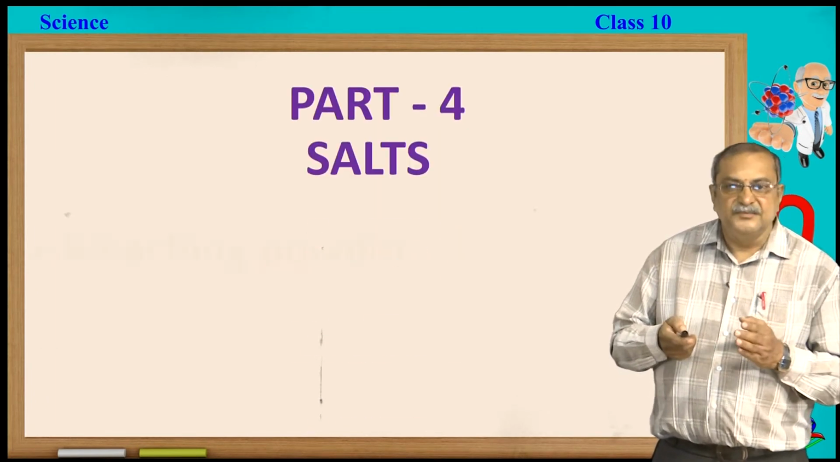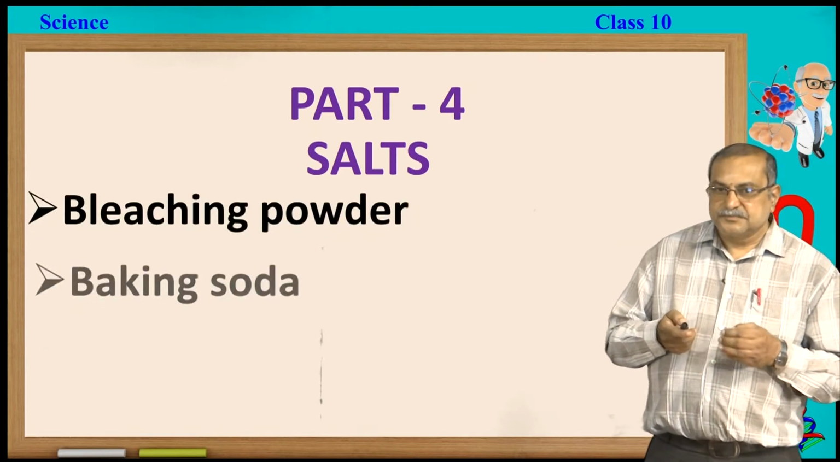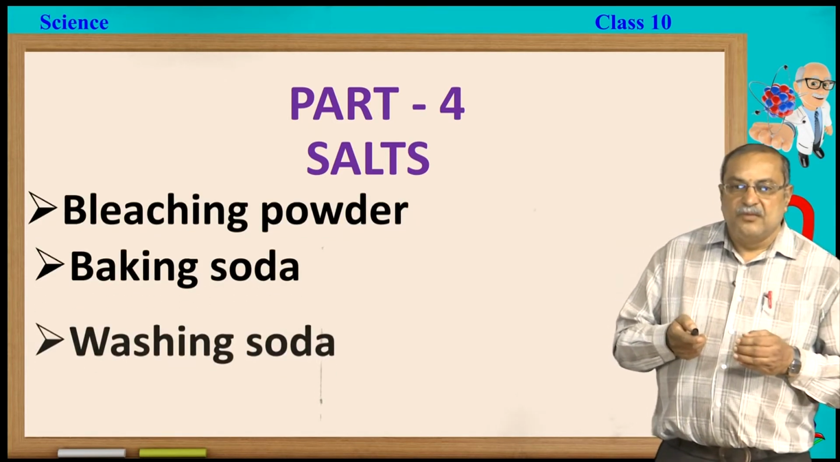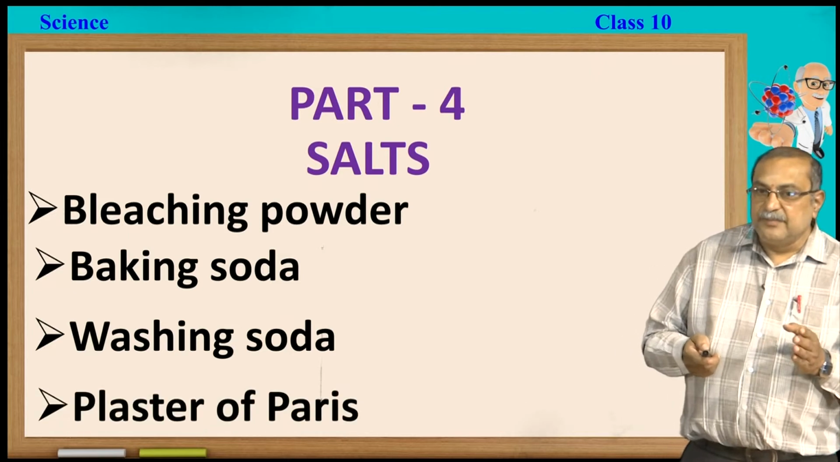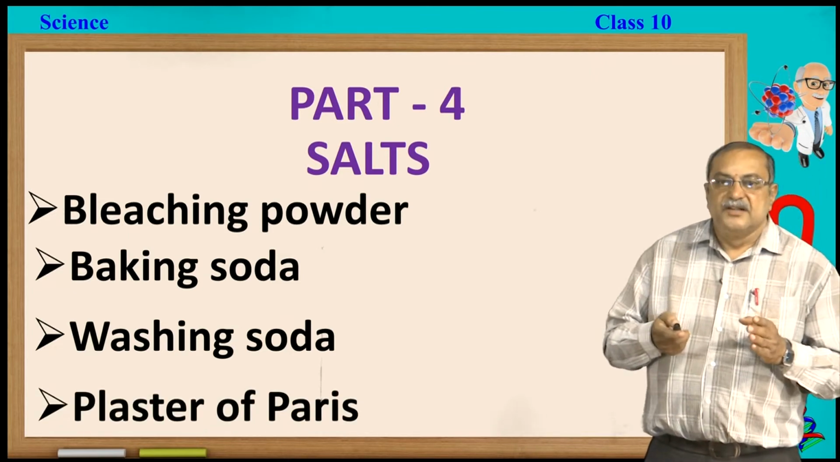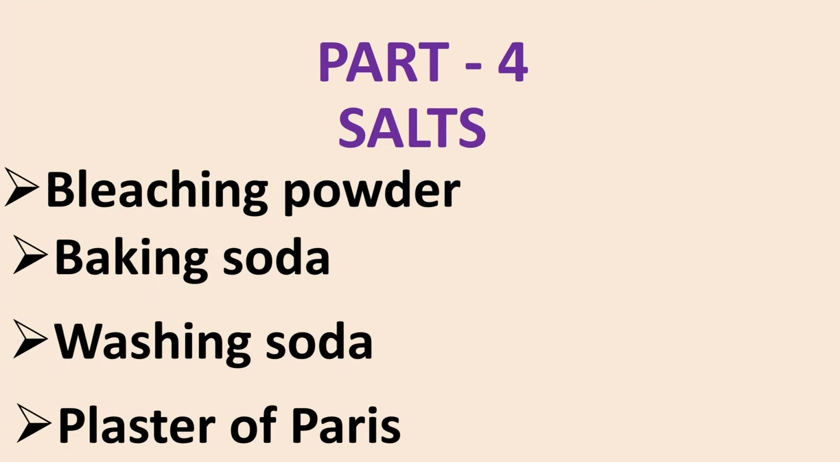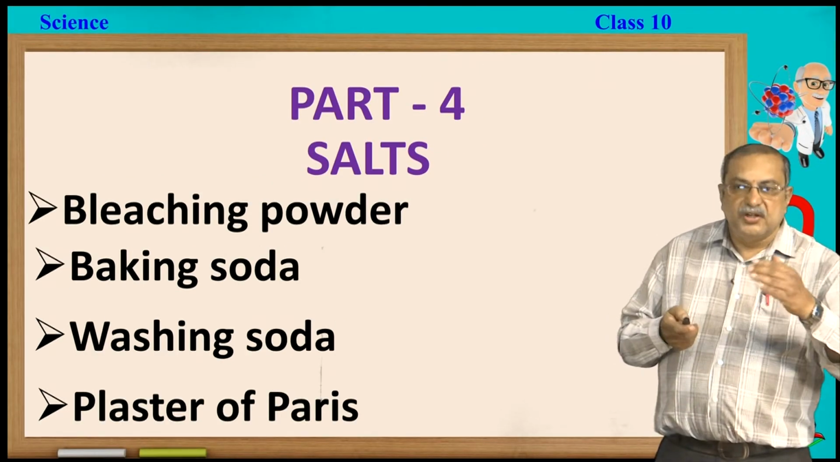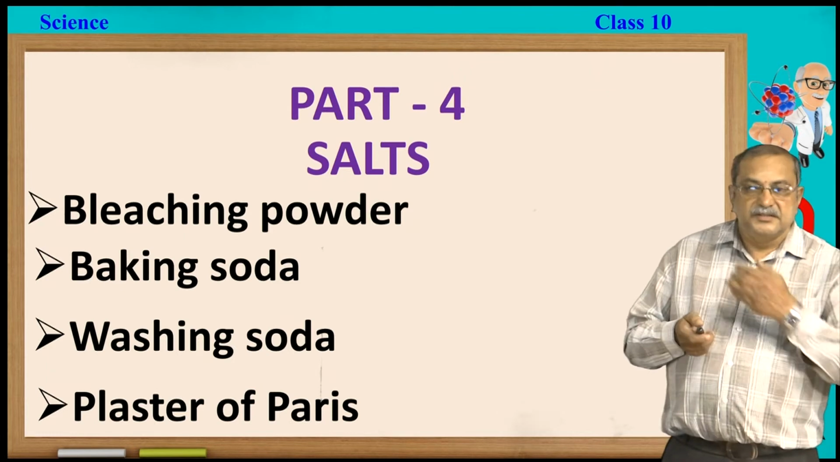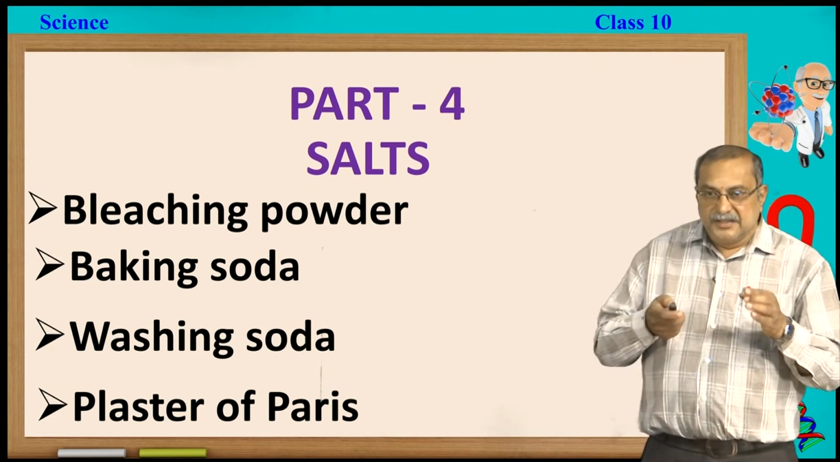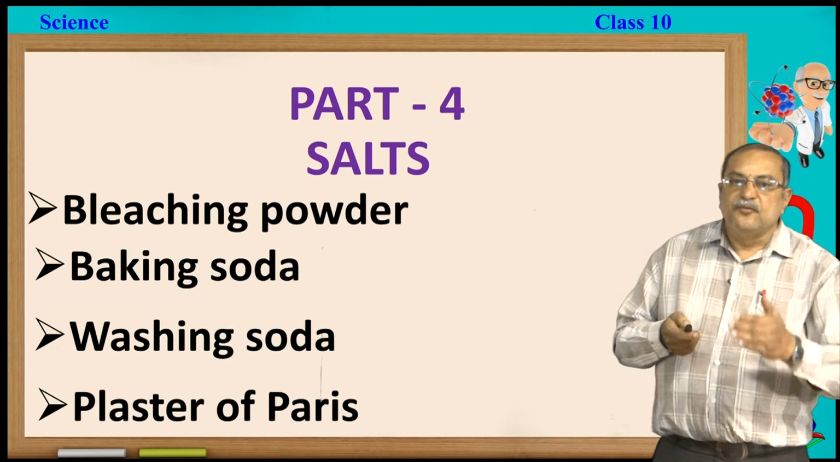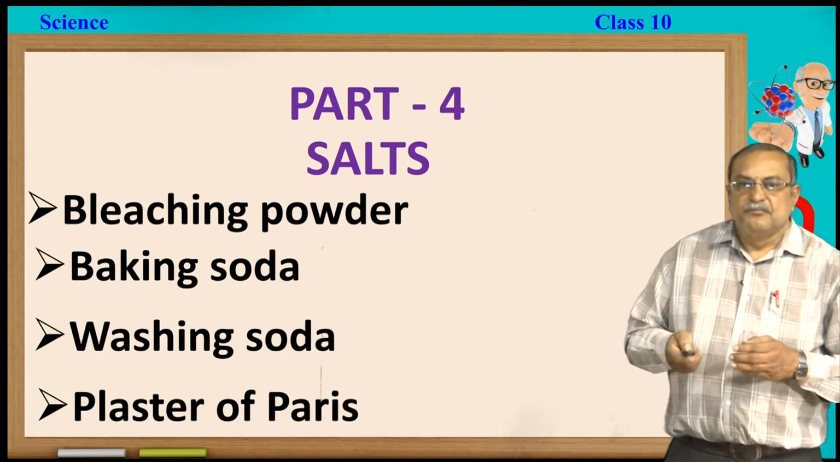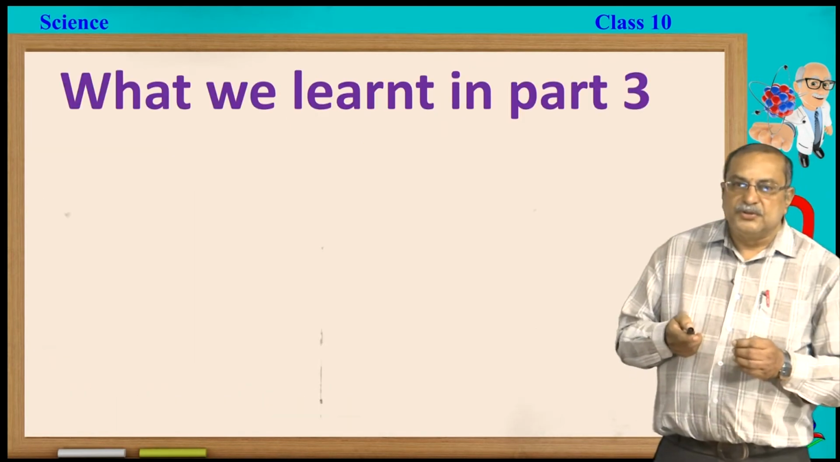Which are the salts? Bleaching powder, baking soda, washing soda and finally plaster of Paris. These are all salts which are going to be byproducts of common salt, sodium chloride, that is brine solution. So, that we are going to learn today. Before going to learn the salts, I am going to revise a little bit of the previous part. This is the last episode we are going to learn in detail. So, let me revise and go for the salts at the end. Okay. So, finally, I am going to do the revision.